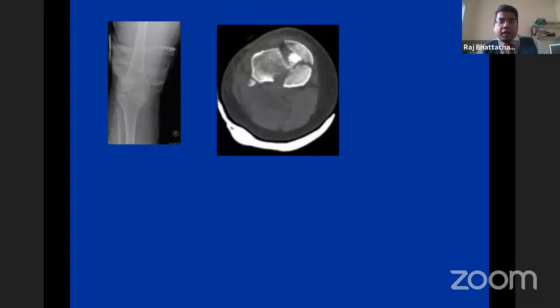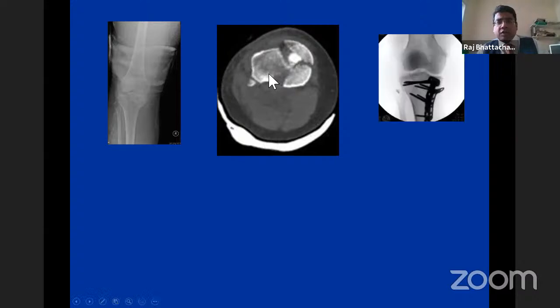Here's another one, and this is quite interesting. Again, you can see there's an anteromedial fragment and a posteromedial fragment, and then the lateral side is intact. So the traditional posteromedial and anterolateral plate concept won't work here. So this patient received an anteromedial plate and a posteromedial plate. They also had a posterolateral corner avulsion, which was repaired.